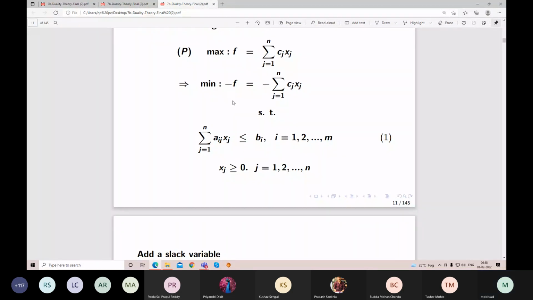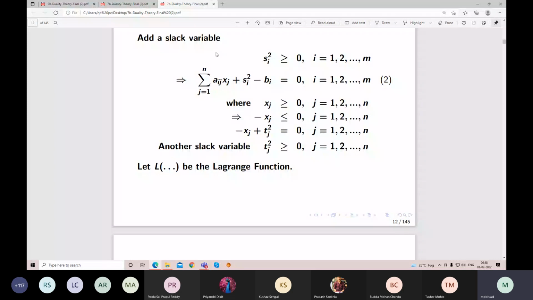After adding slack variables, generally in linear programming the slack variables are named si, and we say si is non-negative. But here the slack variables are si squared. s can be anything, but si squared is always non-negative. So the constraint in equation form is: summation over j from 1 to n of aij xj plus si squared minus bi equals 0. It is an equality type; the right-hand side is always made 0. Similarly, xj greater than or equal to 0 becomes minus xj less than or equal to 0, then minus xj plus tj squared equals 0, and this tj squared is the slack variable.